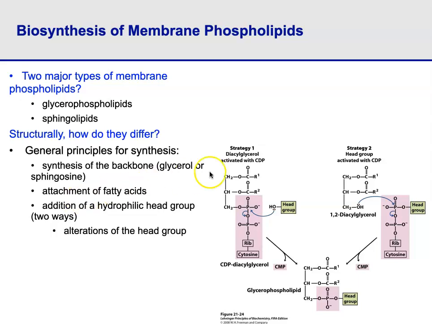That addition involves the help of a nucleotide, CTP. CDP in this case is added either to the diacylglycerol or to the head group. And then, regardless of whether it's added to the diacylglycerol or to the head group, the product would be a phosphate-containing head group, and CMP will be released. So the nucleotide in this case, as usual, plays the role of an activator.